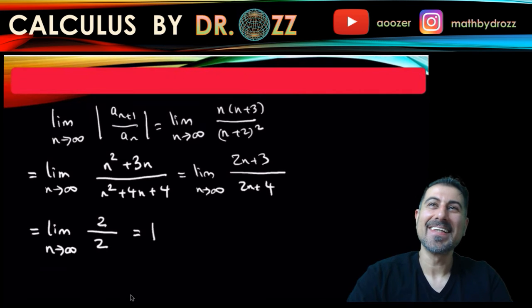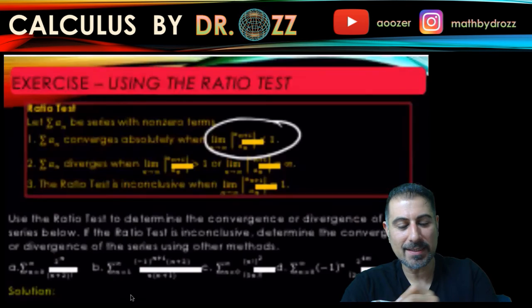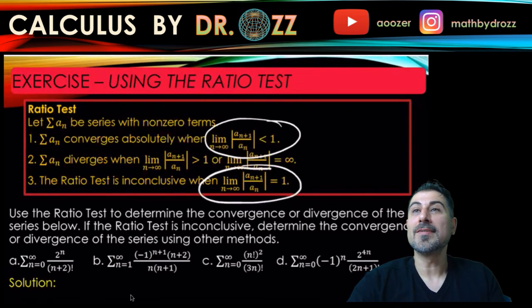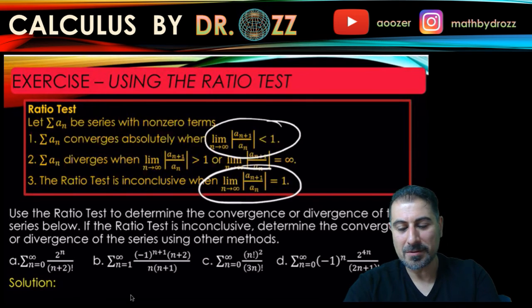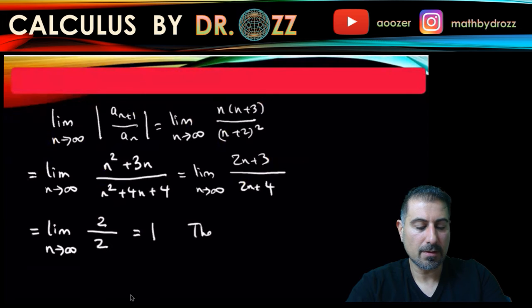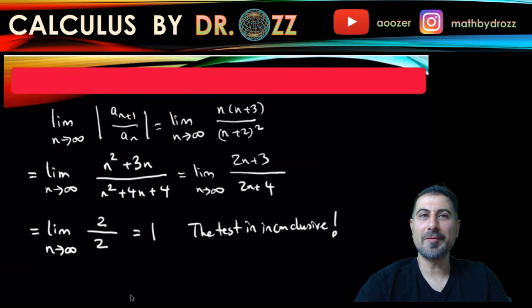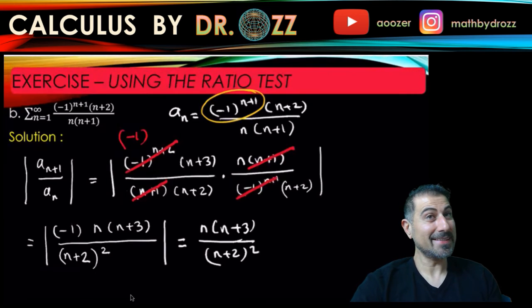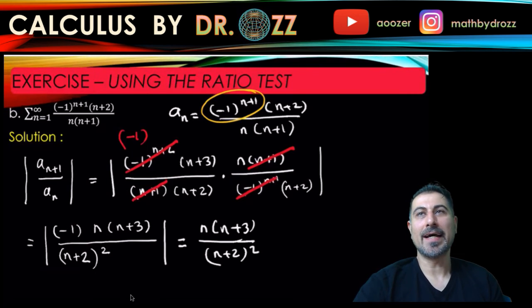Oops. This is one of the unfortunate case number 3. When the limit is 1, the ratio test is inconclusive. Okay? So that's bad news, right? The test is inconclusive. Okay, how do we handle this infinite series then? Well, as I said, you can always use the alternating series test to get the convergence or divergence.